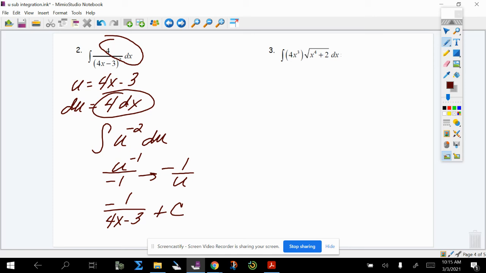Now, when you do these, if you want to check your work, we've talked a lot about checking our work this chapter. You just derive what you get at the end. You will have to do a chain rule. Every single one of these will be a chain rule derivative because that's what this process is trying to undo.